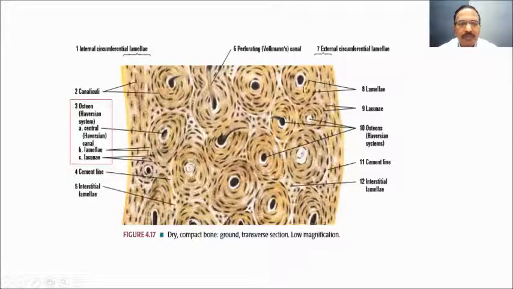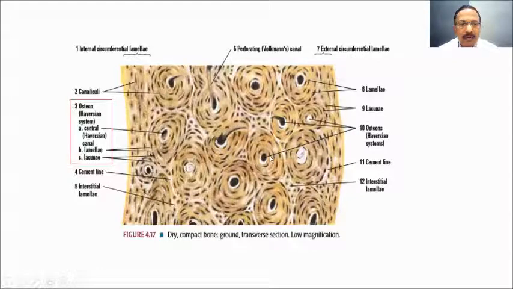Similarly, many osteons are there. These osteons are the newly formed ones. The old ones which are present between the osteons are called the interstitial lamellae, and the other one which is present towards the endosteal or the periosteal side is called the circumferential lamellae.